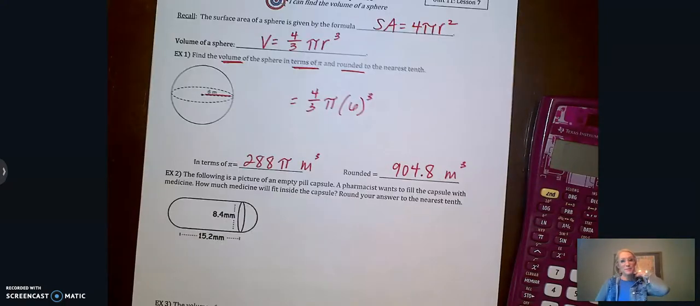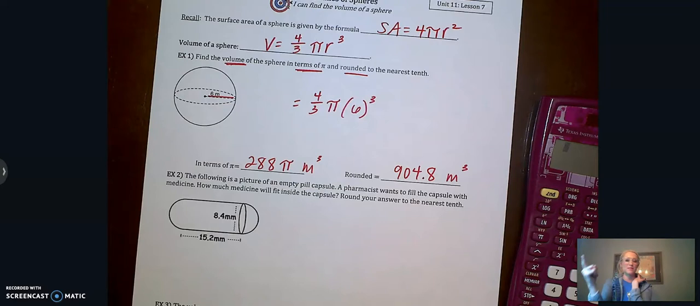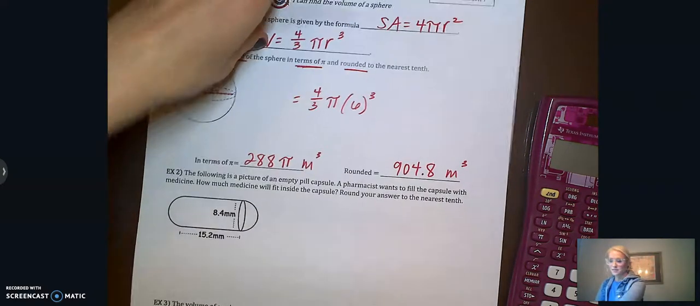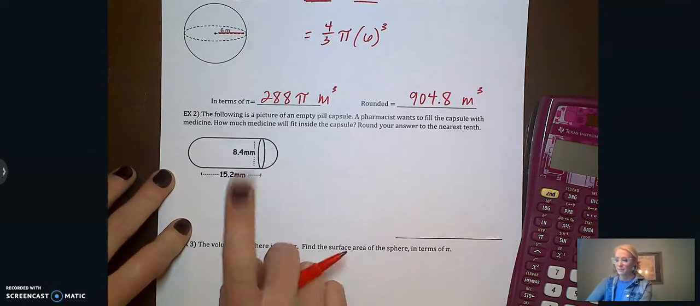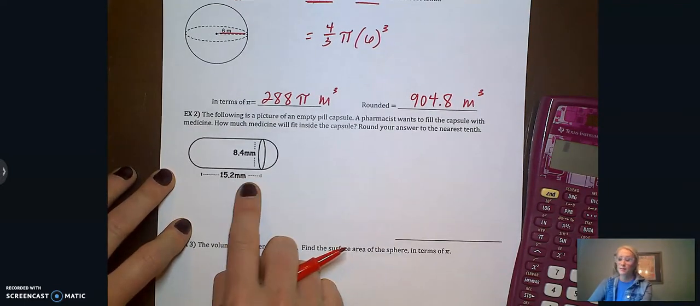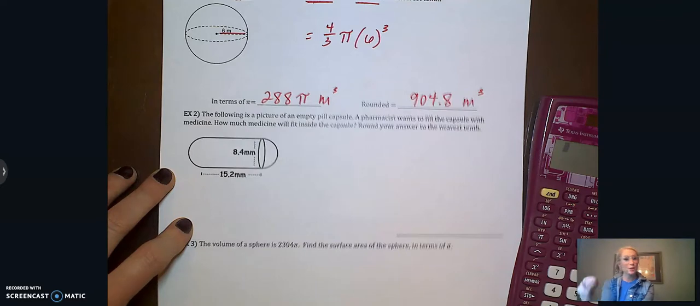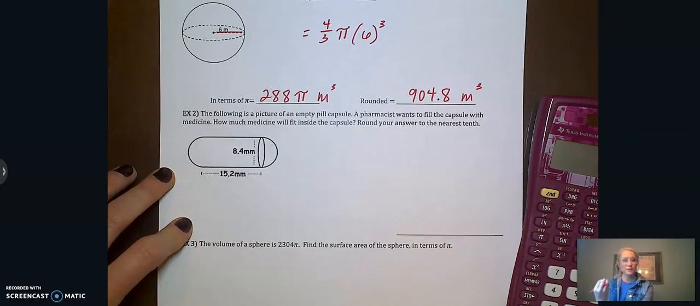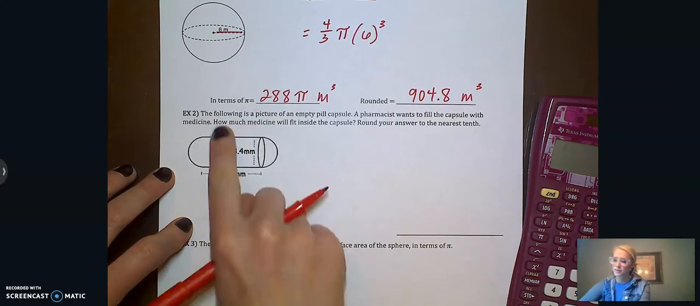All right, so that's a really basic example. Use the caret button to do cubed, caret 3. Now, probably won't ask you something super straightforward like that. It maybe would look more like this. This is a composite figure. It's a pill capsule. We saw this problem with surface area. Here it is with volume.